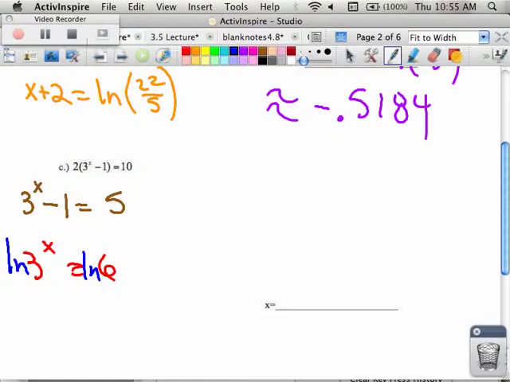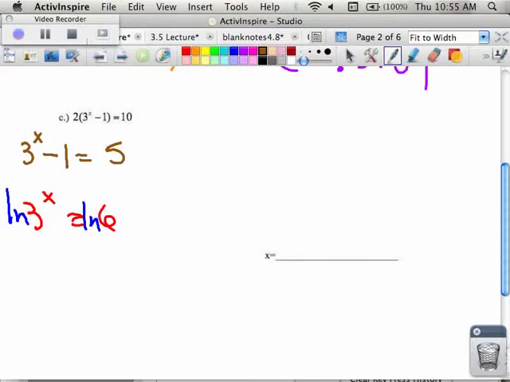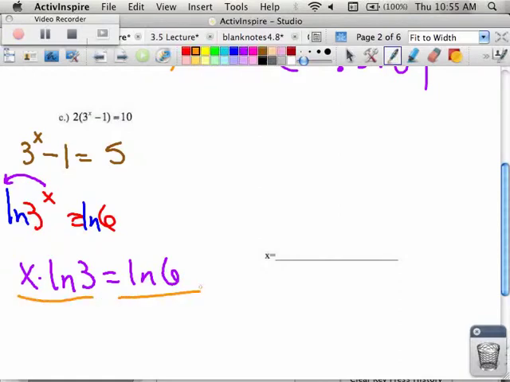I can use the log rule of powers. So if I'm using the log rule of powers, that means that the x can come down in front of the log. That means I have x times natural log of 3 equals the natural log of 6. And then kind of the cool thing is I can just divide both sides by the natural log of 3. So the answer is the natural log of 6 divided by the natural log of 3. If you're that approximation person, it's 1.631.